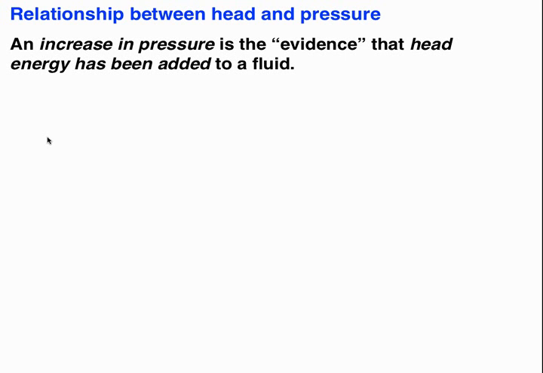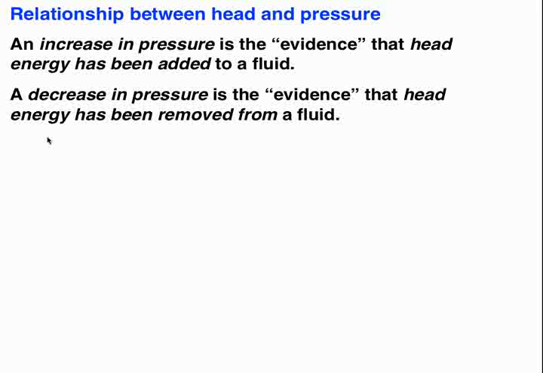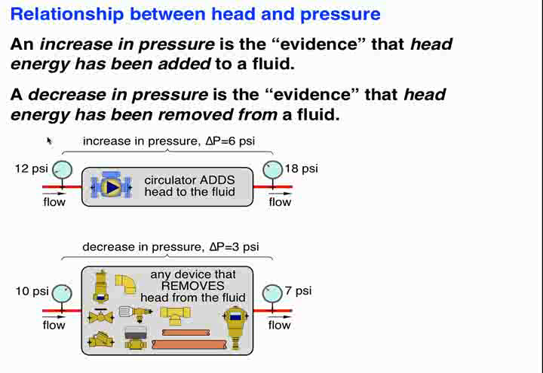An increase in pressure in a fluid is the evidence that head energy has been added to that fluid. We're going to see that if we put pressure gauges on each side of a circulator. Now, the opposite of that is also true. A decrease in pressure is the evidence that head energy has been removed from the fluid. We don't have any way to directly measure head as a separate entity, but we can measure it by watching how pressure either increases or decreases.